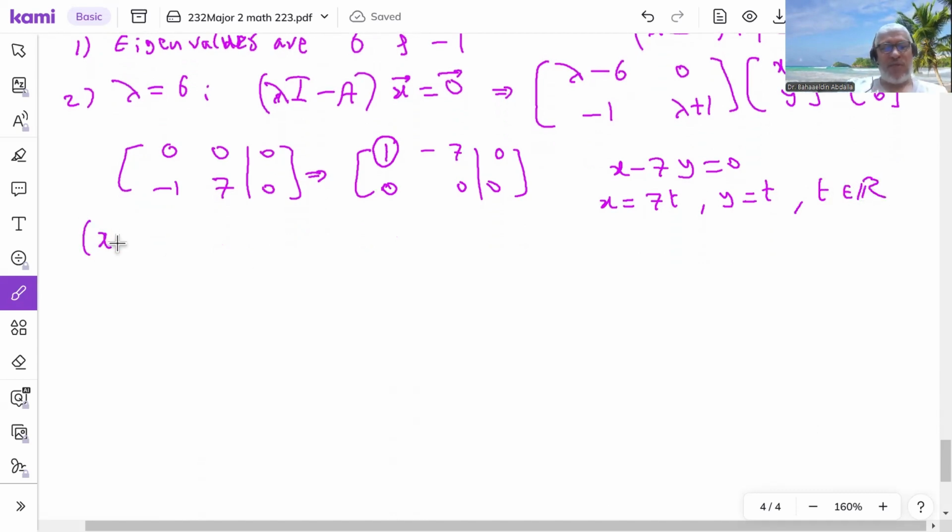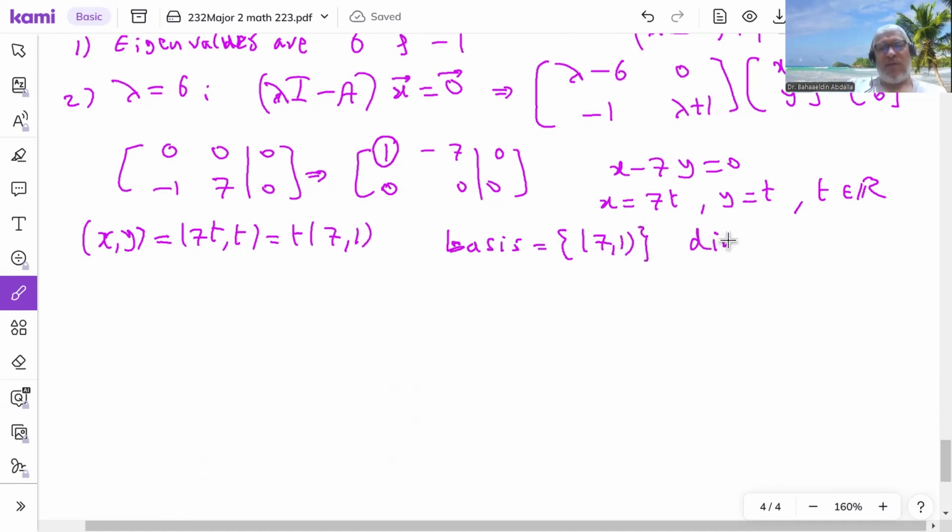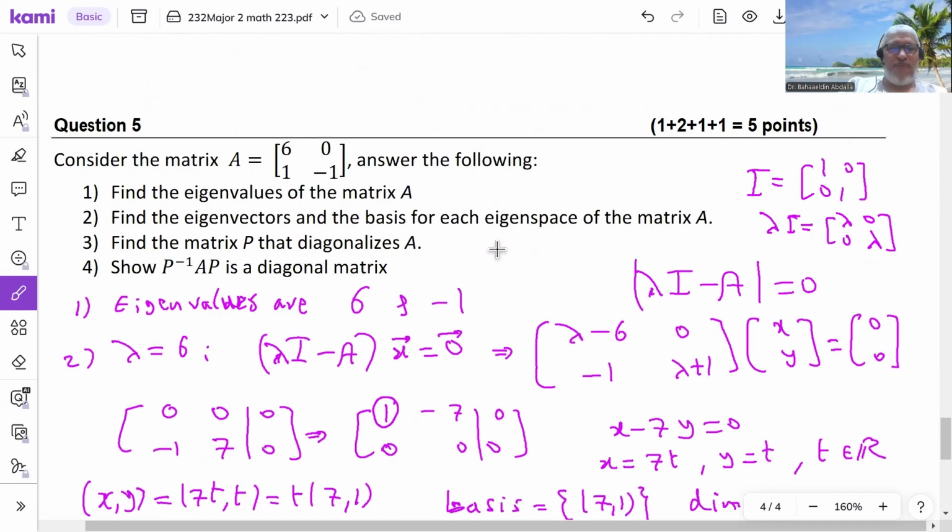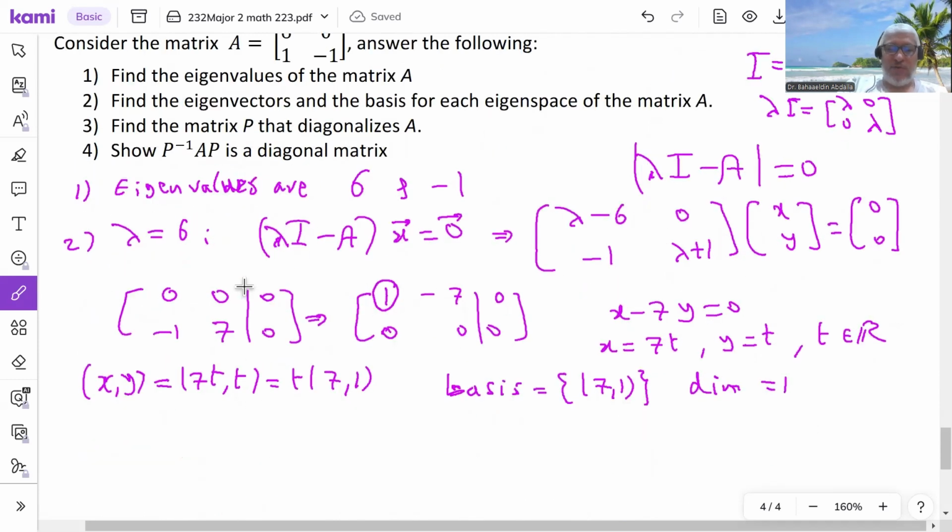So this is the solution of the system. If I want to find bases, I write it as x, y. X is 7t, y is t. I take t outside. So I can write any element in the solution as a multiple of 7, 1. So the basis consists of this vector, which is 7, 1. And the dimension is 1 because there is one vector in the basis. And this is the eigenvector. The eigenvector is 7 and 1. Okay.